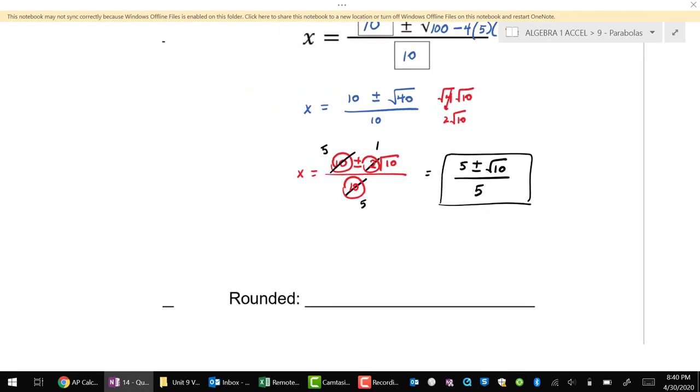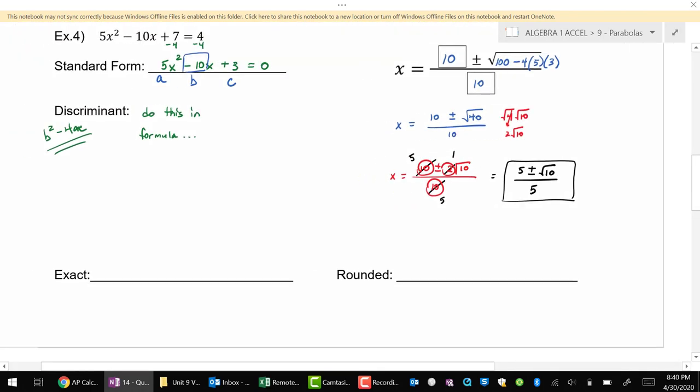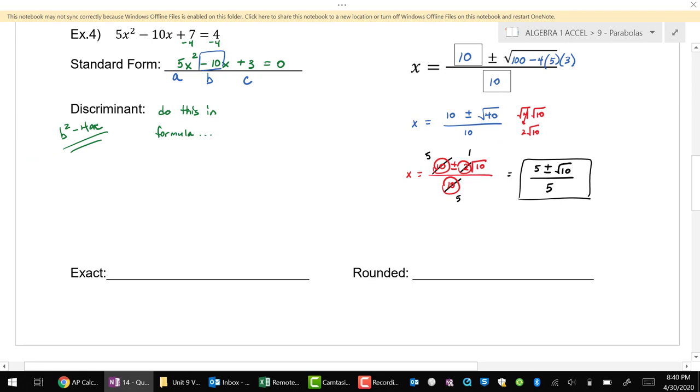Okay, exact answers. Well, there they are. The exact answers would be 5 plus root 10 over 5, and 5 minus root 10 all over 5. If you decided to just leave this answer right here in the box, that would be okay too. That's perfectly acceptable. And rounded, well, we're going to type this in the calculator.